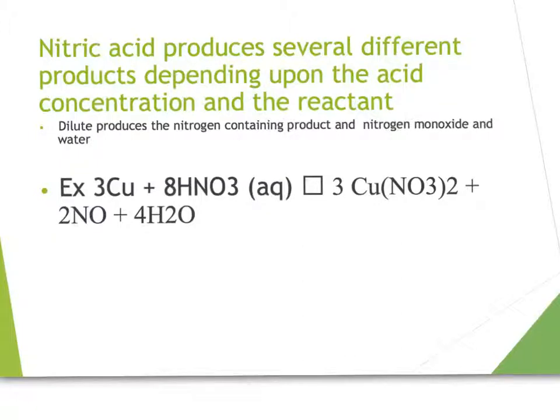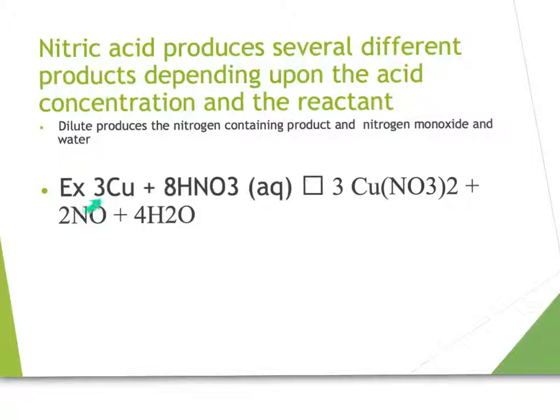With regard to nitric acid, there are several different products that can form. This is dependent upon the concentration of the acid. Now a dilute concentration will produce a nitrogen-containing product, nitrogen monoxide, and water. Let's look at an example.